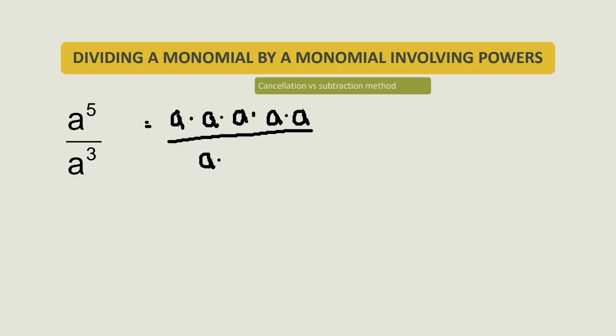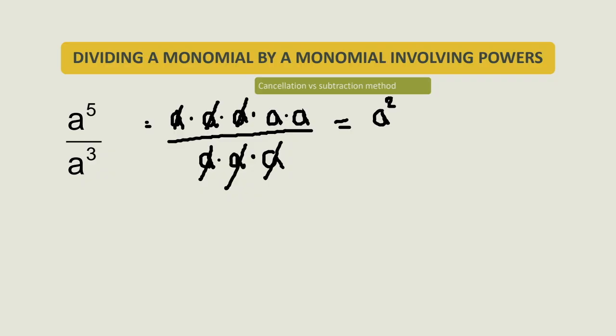But yeah, so I have 5 a's on the top and 3 a's on the bottom. So this can cancel this one, and this one can cancel this one. All I'm left with is 2 a's on the top, or a squared. And on the bottom, I'm left with a 1, but we don't have to write that, right? So I'm left with a squared.